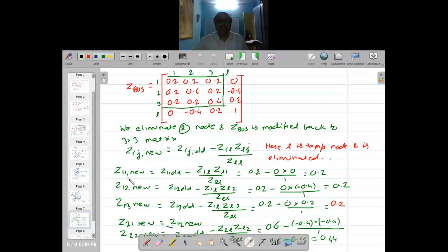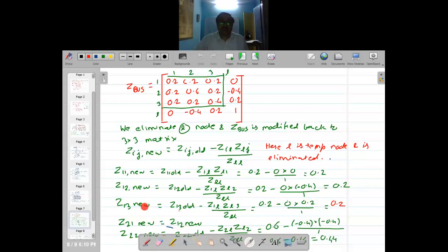Z12 will get changed to its old value minus, the old value is 0.2. So I substitute 0.2 minus Z1L into ZL2 divided by ZLL, where I is 1 and J is 2. So this is evaluated like this.